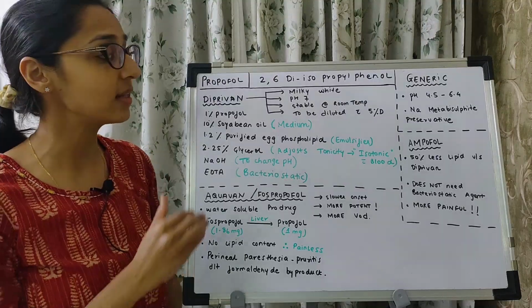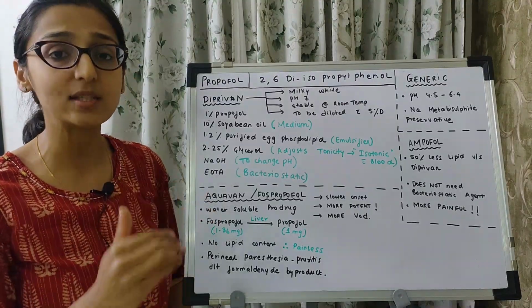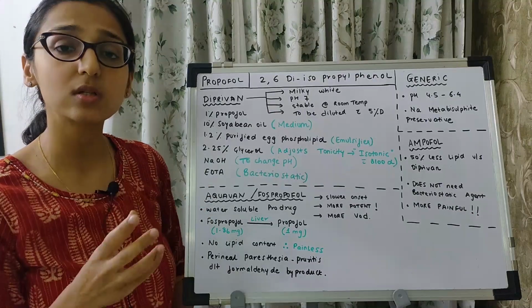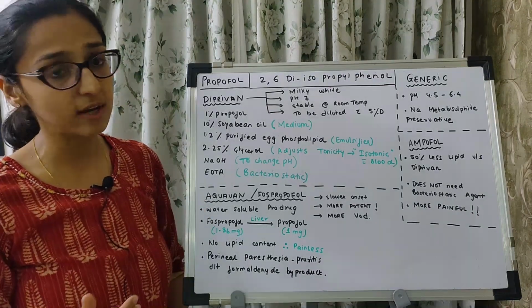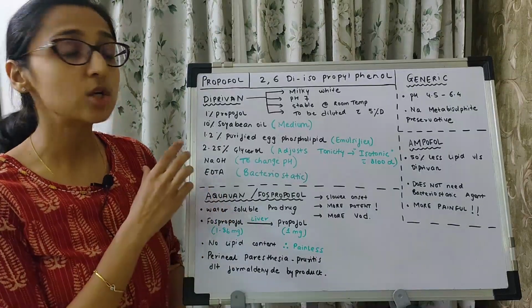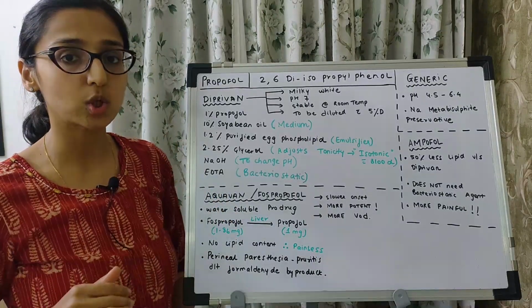So what does this mean? That it will make this propofol isotonic with blood. Then sodium hydroxide is present, which is to change the pH. And then you have EDTA, which acts as a bacteriostatic agent. So this propofol preparation is most commonly used.